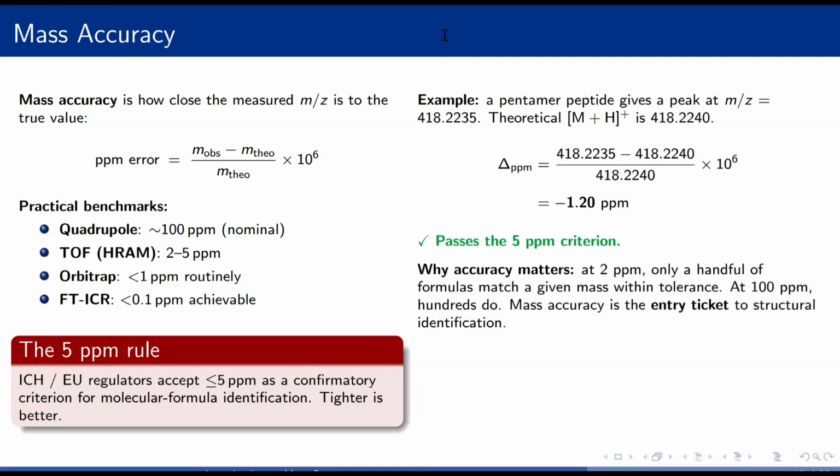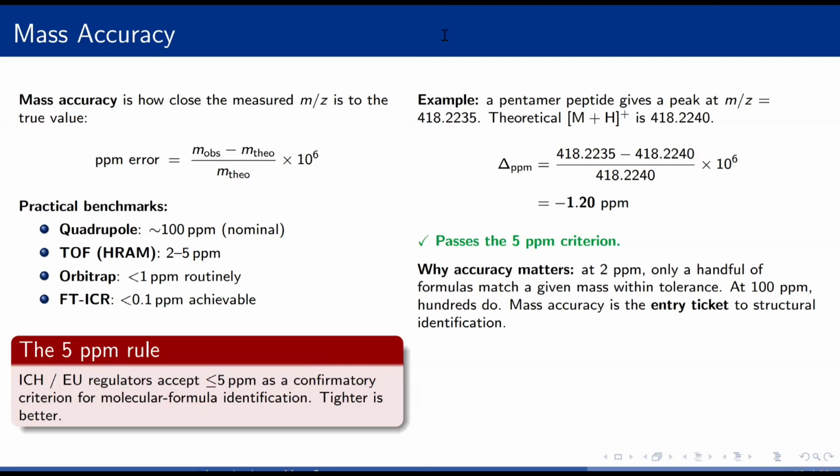The example is a pentamer peptide. We measured mass-to-charge ratio 418.2235. The theoretical mass of the proposed M plus H is 418.2240. The difference is 0.0005 Daltons. That's 1.2 ppm, which passes.